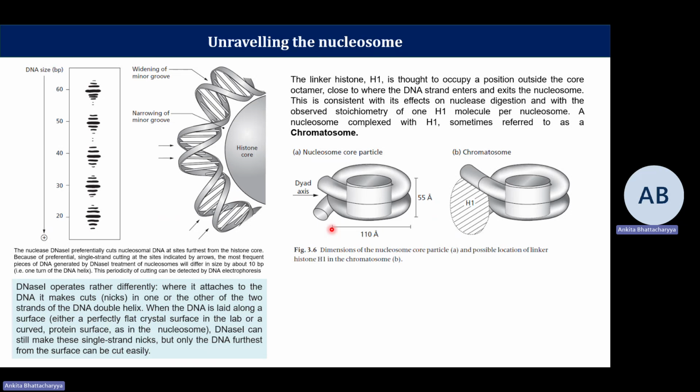Histone octamer plus the bound nucleosomal DNA together makes the nucleosome. So that nucleosome along with linker histone H1 together makes the chromatosome. So that is the flow chart.